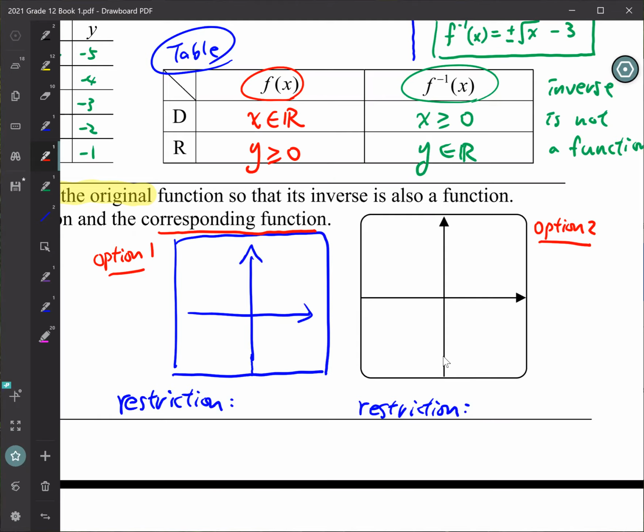Okay, Chris, what did you choose to keep? What's the restriction you have for the first one? X is greater than -3. Greater than or equal to, right? Make sure you also keep the equal, -3.